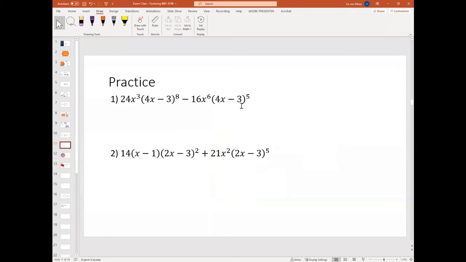When our powers get larger, I don't want anybody to expand this. That's a lot of work. That's 4x minus 3 times itself 8 times. Don't do it. Just leave it. The question here doesn't say expand. Actually, it doesn't say anything. So I suppose you could do whatever you like, but we're factoring. So try just that first one.